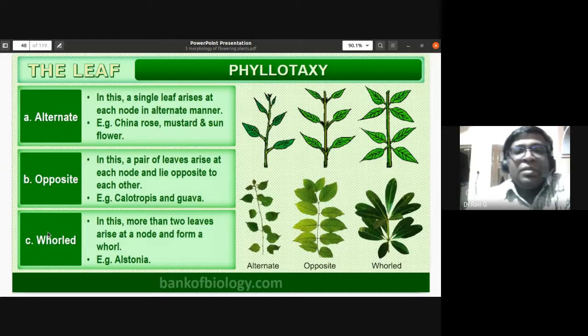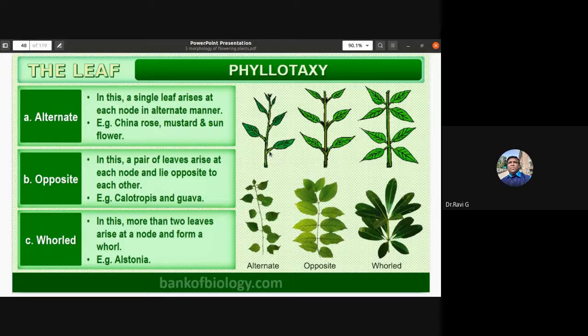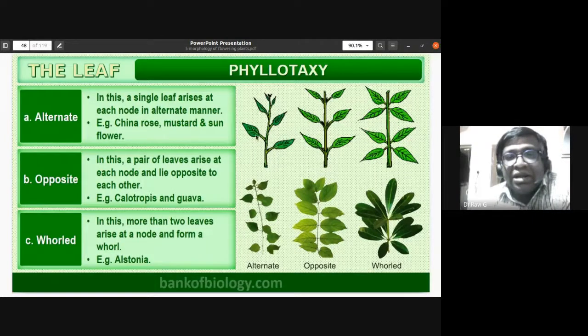So alternate, in this, a single leaf arises at each node. I already told you, at each node in an alternate manner. Example, hibiscus. China rose is nothing but hibiscus, mustard, and sunflower. They exhibit this alternate arrangement of leaves.